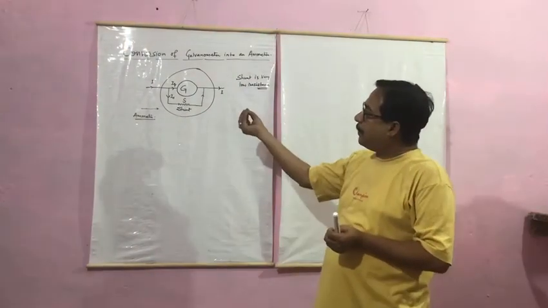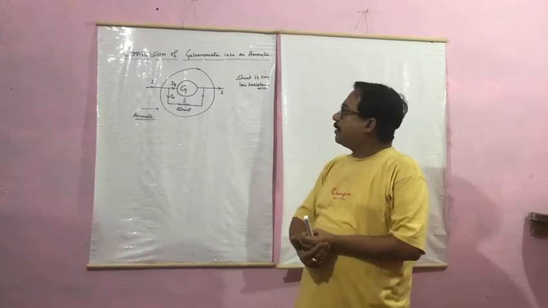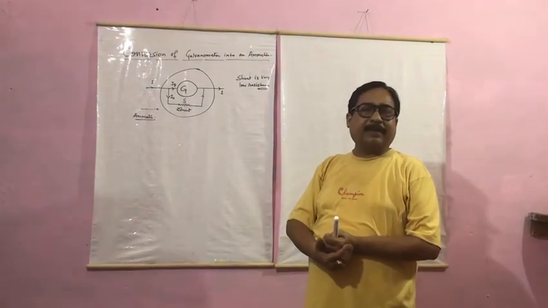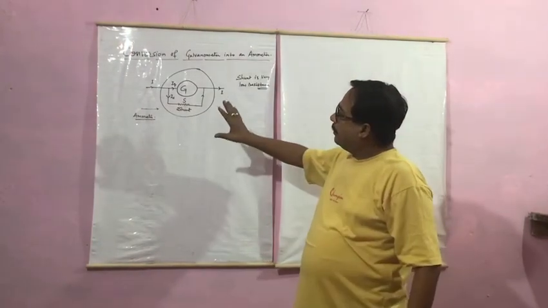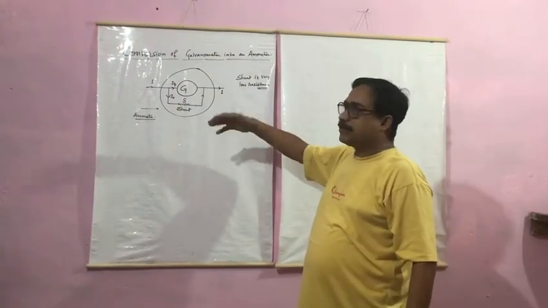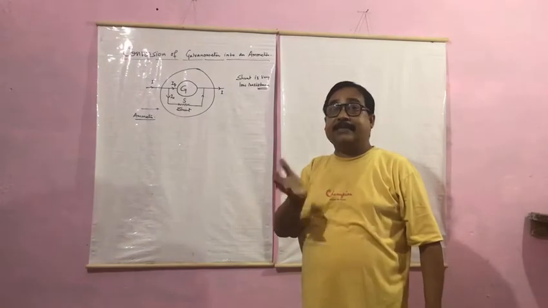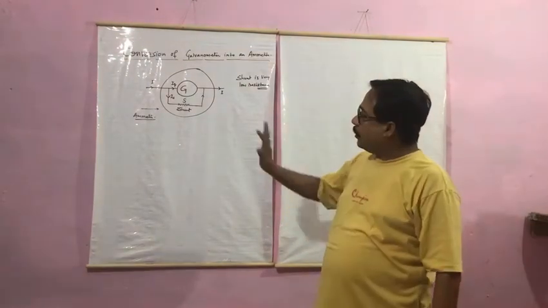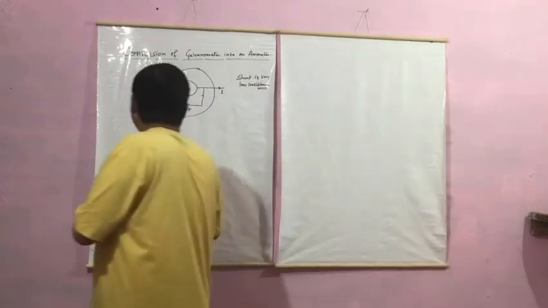So by simply connecting a shunt parallel to the galvanometer, we can make this galvanometer into an ammeter, and the galvanometer is also safe from the large value of current. Okay, so S is the shunt resistance.